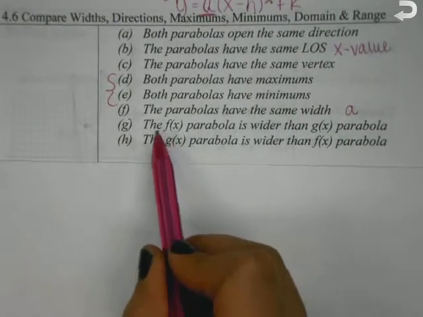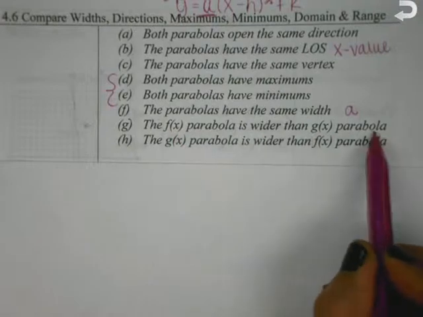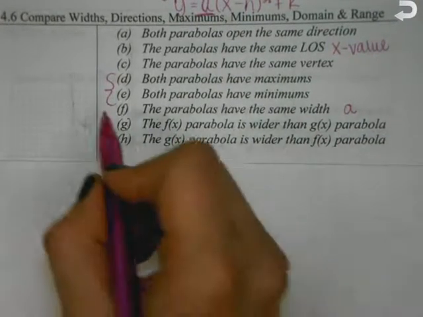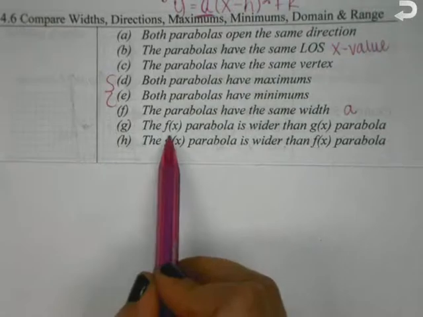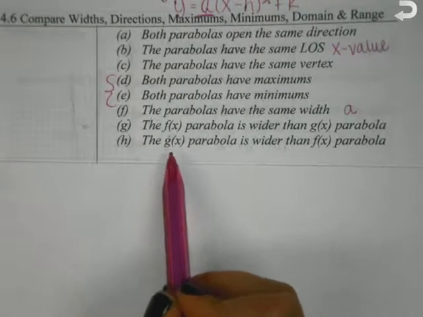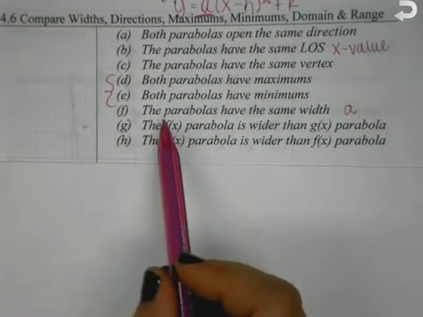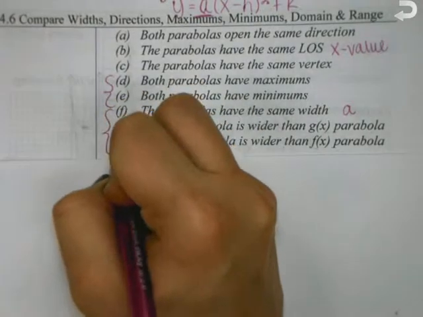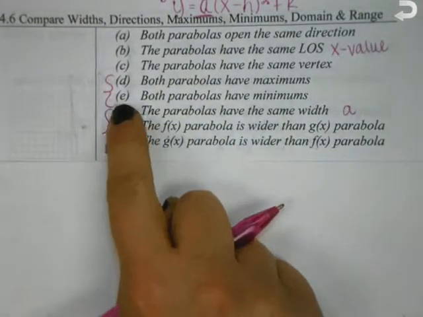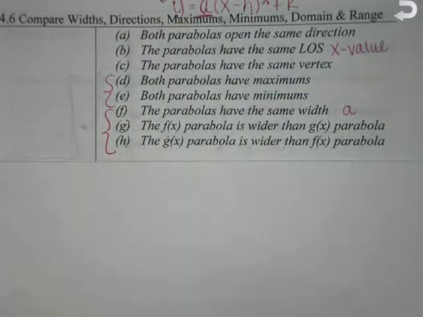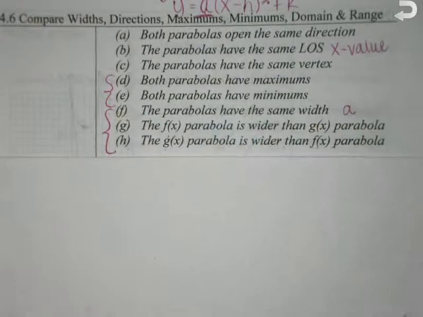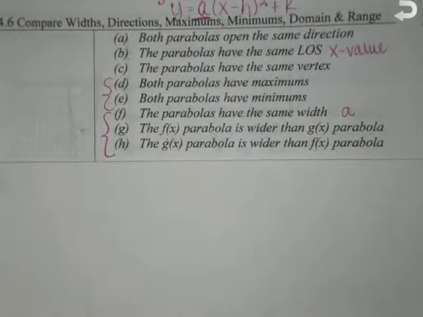Both parabolas have the same width. Parabola f of x is wider than g of x, or parabola g of x is wider than f of x. If f of x is wider, can g of x be wider? No. Can they be the same if f of x is wider? So for all three of these, it has to be one of the three. You can't have f, g, and h all listed as an answer. Do you guys see what I'm saying there? Okay. So for d and e, it has to be one or the other. F, G, and H has to be one of them. Okay, you can't pick all of them.